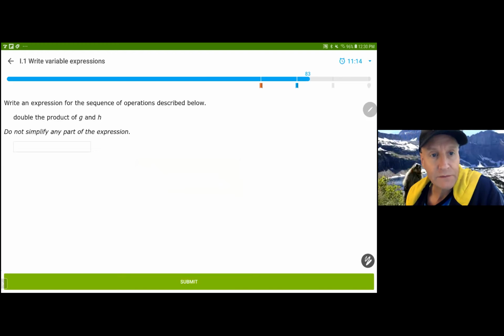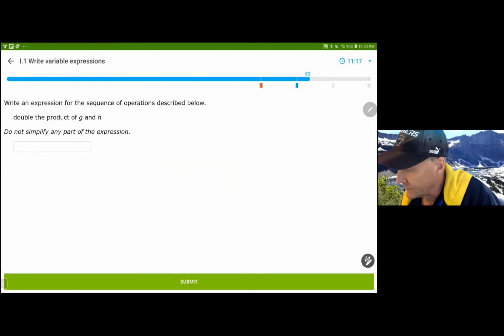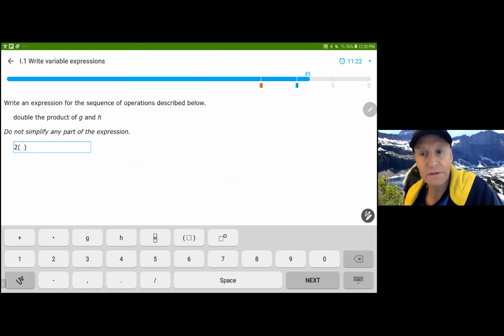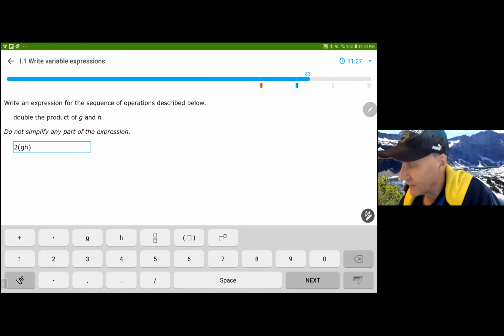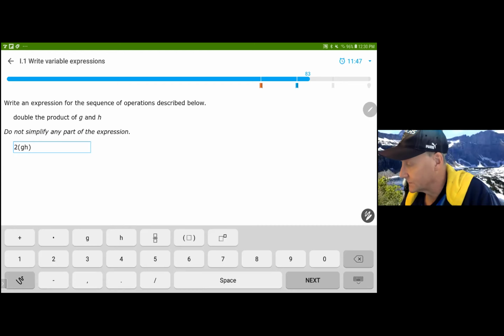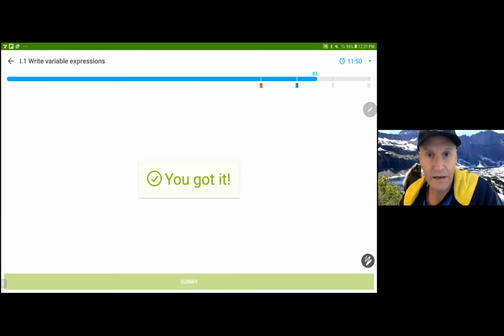Double the product of G and H. So you're supposed to double, which means multiply by 2, the product. The product means, again, it's a result of a multiplication. So it's G times H. One way to write G times H is just to write them next to each other. You could have put them inside parentheses. You could have put a dot between them. Either one is correct. The most simple version of this is 2GH, but it's better to always put product, quotient, sum, and difference inside parentheses, okay? Because those are the results. It just ensures that you do that first.